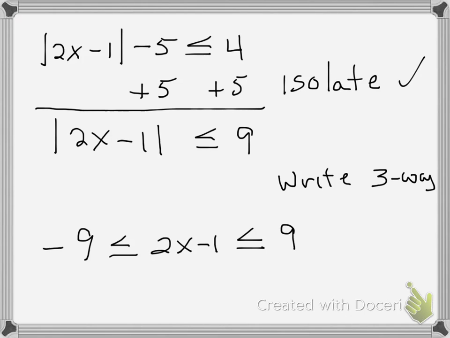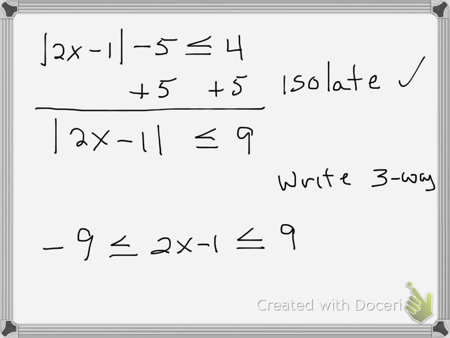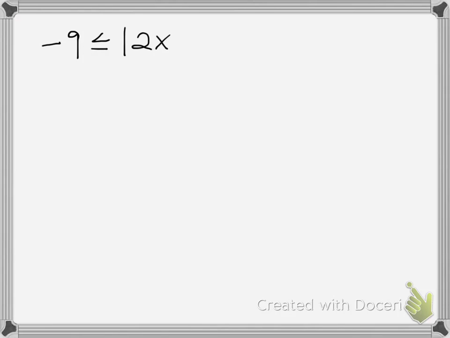All right, let's see if I can figure out a way to get a new page. Here we go. So it was negative 9 is less than or equal to the absolute value of 2x minus 1. Oh, but it doesn't have the absolute value anymore. 2x minus 1, which is less than or equal to 9.